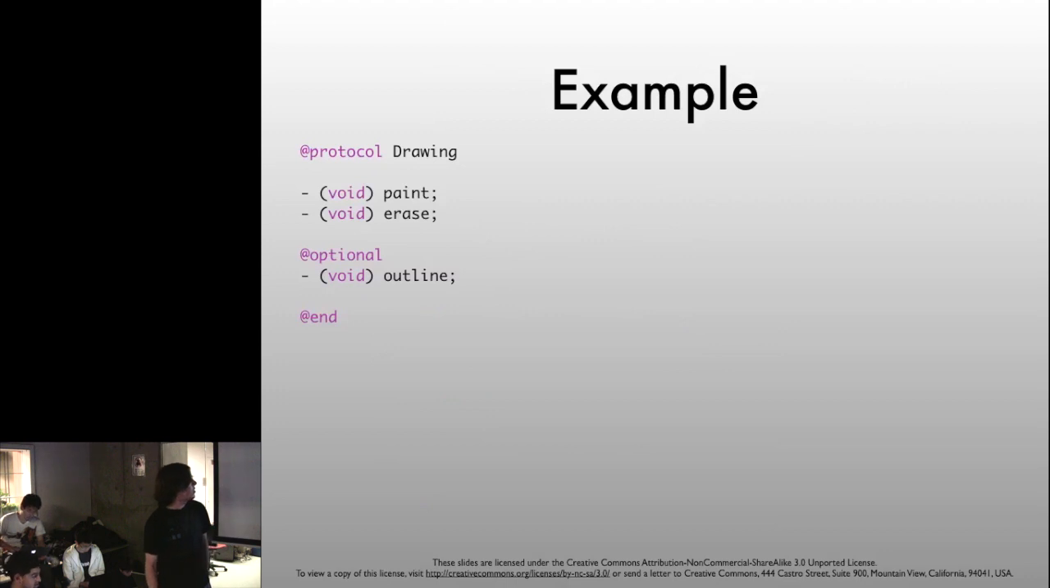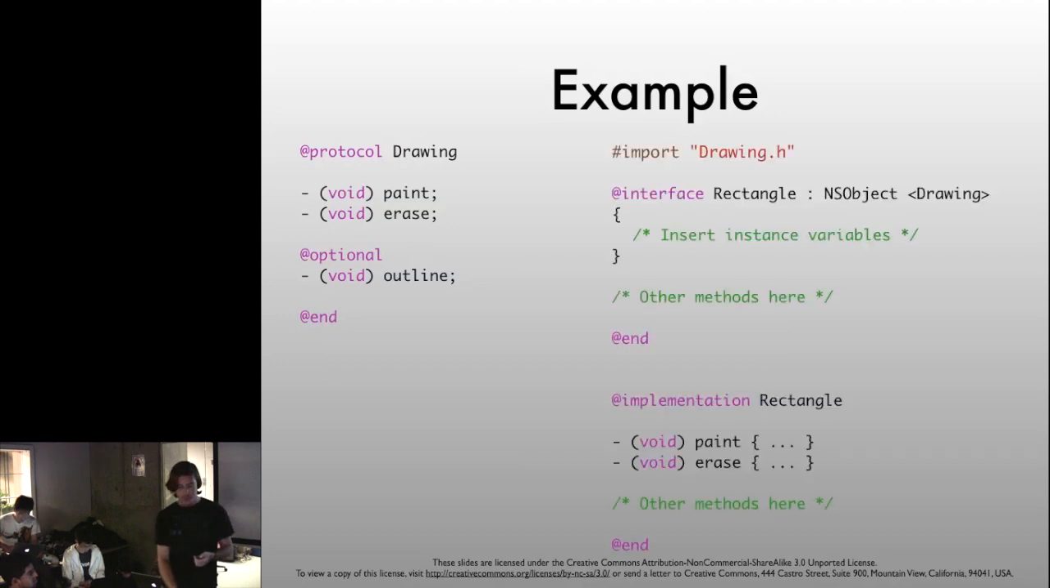Okay, so here's an example protocol. Suppose we're writing some drawing application, and we want a protocol for every object that we can possibly draw. And rather than define some superclass of all objects that we can draw, we're just going to declare some methods that all objects that can be drawn need to fulfill. So, for example, they can be painted, they can be erased, and optionally they can have an outline. And then when we define a class that we want to be able to draw, we include the protocol and provide bodies for these methods. That way, any object that uses that class knows that it provides bodies for these methods.